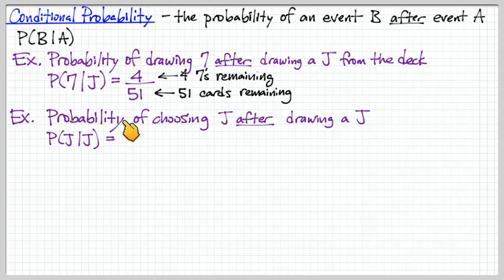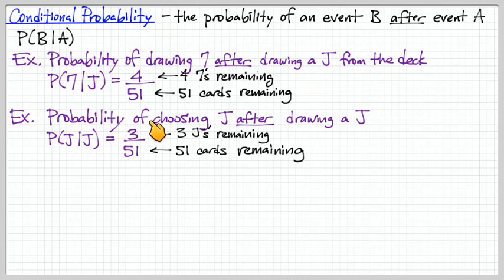Let's look at the probability of choosing a jack after drawing a jack, and we write this as probability of J, and we have a bar. This is not division here, okay? J after J, jack after jack. In this case, after we've already drawn a jack, there are only 3 jacks remaining, and there are only 51 cards remaining. So in this case, the probability is 3 out of 51.